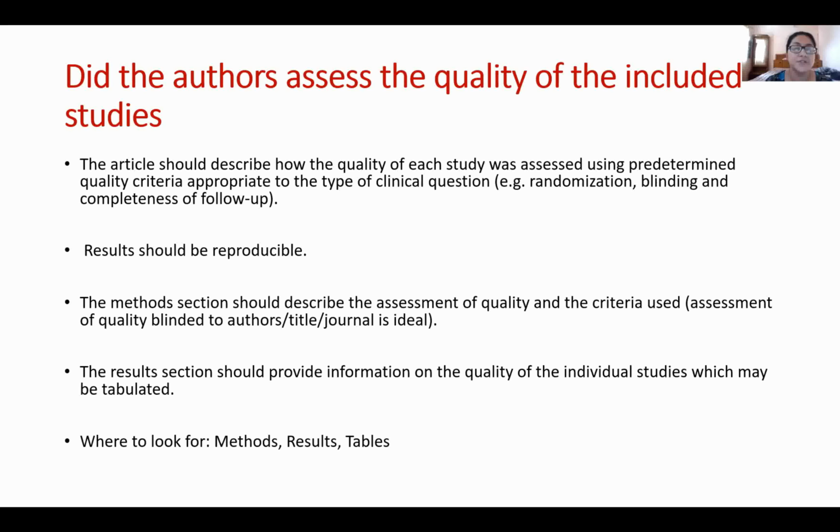The results section should provide information on the quality of the individual studies, and it should be in a tabulated form. So the information regarding the quality of the included studies can be found in the methods, results, as well as in the tables. So that is how the quality was assessed.